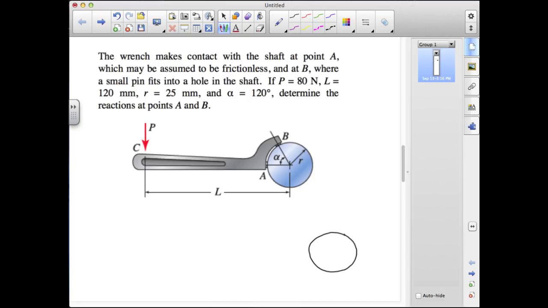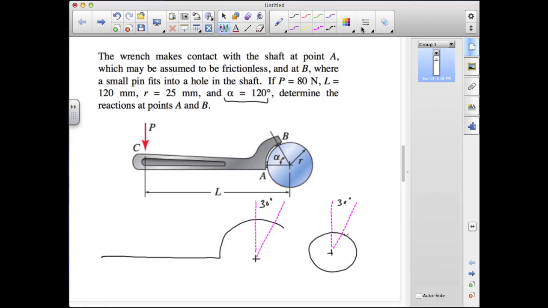And we're told that this angle alpha for the specific problem under consideration is 120 degrees. So my spanner wrench in this case is going to look something like this. It's going to go all the way around past 90. And over here, this will be a 30-degree angle. Now, what's happening here? So we're applying this force P to the wrench, which is going to impose a counterclockwise torque on the workpiece. So the force P applied to the wrench is going to impose a counterclockwise rotation on the workpiece.